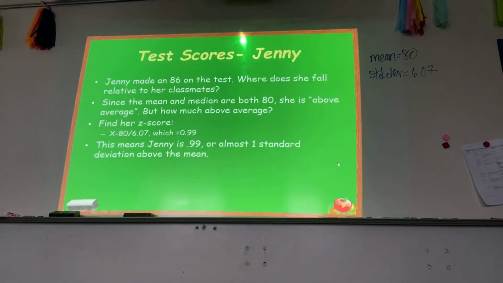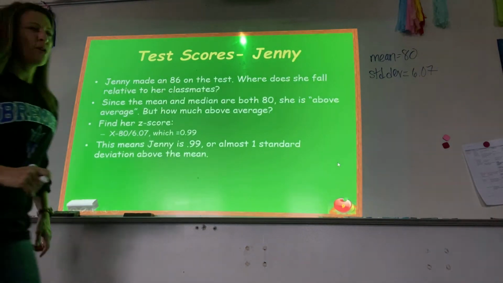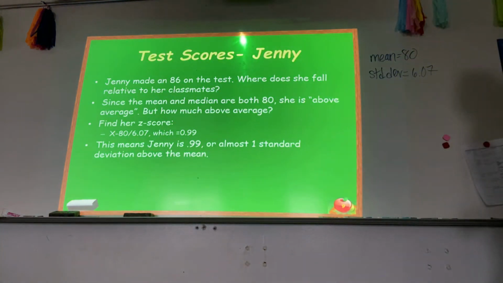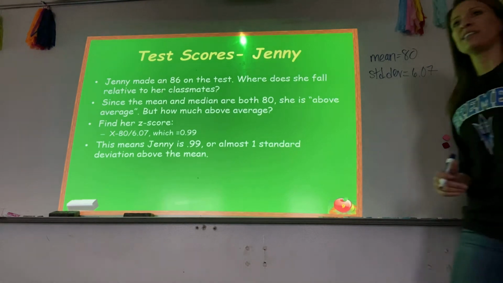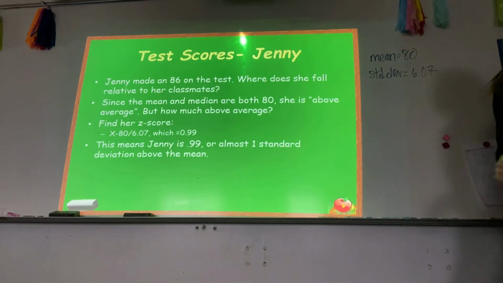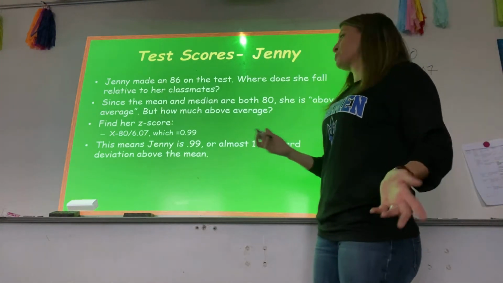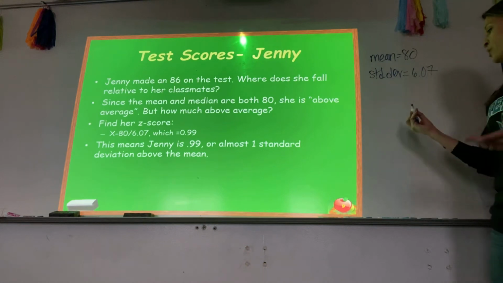All right, here we go. Jenny! I always think of Miss Peyton. All right, Jenny. Miss Peyton made an 86 on the test. Where does she fall relative to her classmates? If we look at this right here, we know that she's above average because the average was 80. So what we're going to do is find her Z-score.